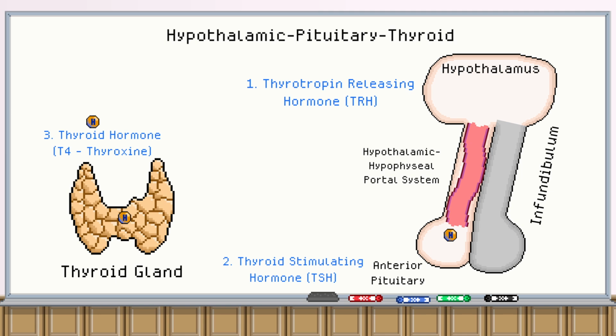Also, something to keep in mind is that if you see tropin in the name of a hormone, you can be certain that it's not the last hormone in the chain. Tropic hormones are always on their way to trigger the release of other hormones. If you're feeling a little overwhelmed right now, that's okay. I want you to continue to watch the video because you're going to see a pattern as we go.